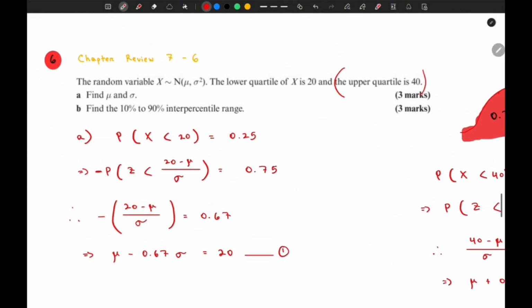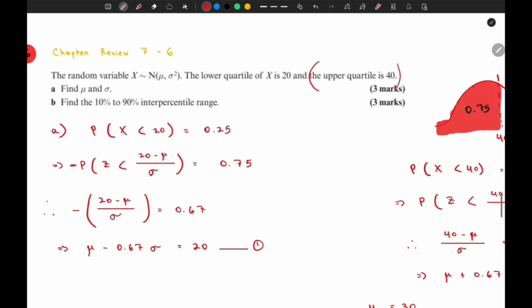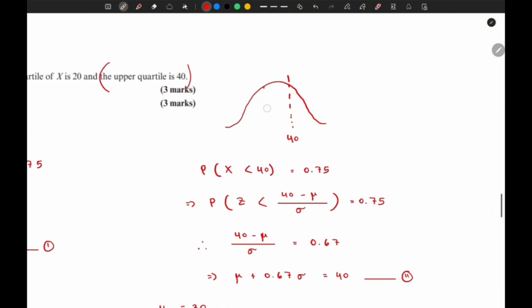Now moving on to the next part, we need to find the 10% to 90% interpercentile range. All right. So basically, let's first work with the 10% percentile range. Let's assume that this is A. We do not know the value of A, but we know that this is the 10th percentile range. So the probability for this will be 10% or 0.1. So from this, we can get the value for A.